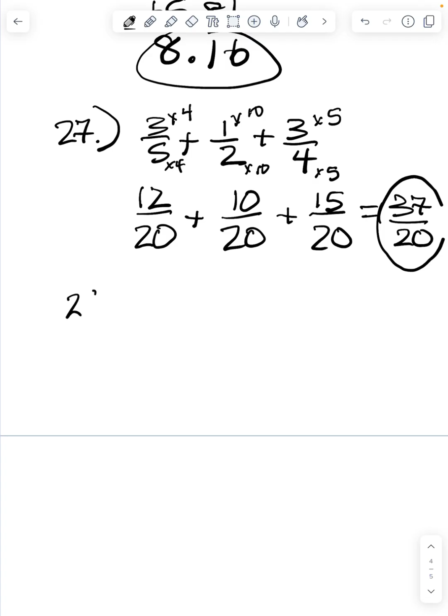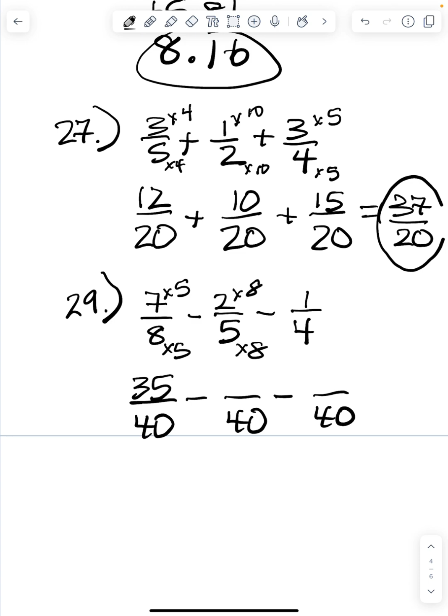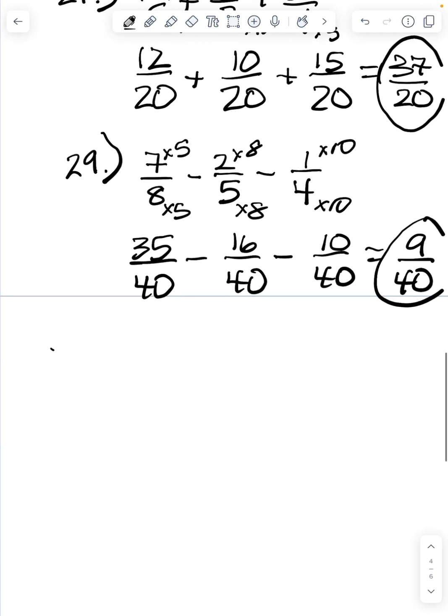Number 29. We have 7/8 minus 2/5 minus 1/4. Common denominator between 8, 5, and 4 is 40. All right, this one needs to multiply by 5. This one needs multiplied by 8. Last one needs multiplied by 10. That means I've got 35 minus 16 minus 10. It'll leave me with 9/40.